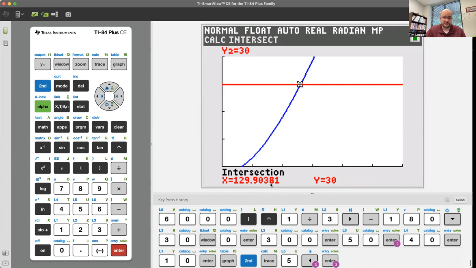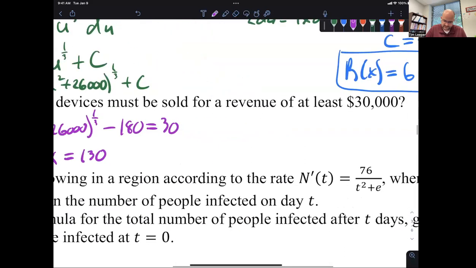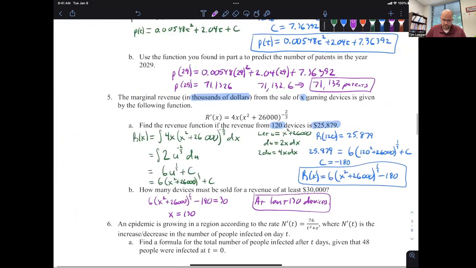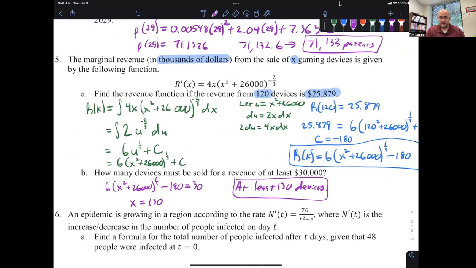I'm going to round it because we always have to go up here. So x is equal to 130. So at least 130 devices must be sold. And there we go. That is question 5.